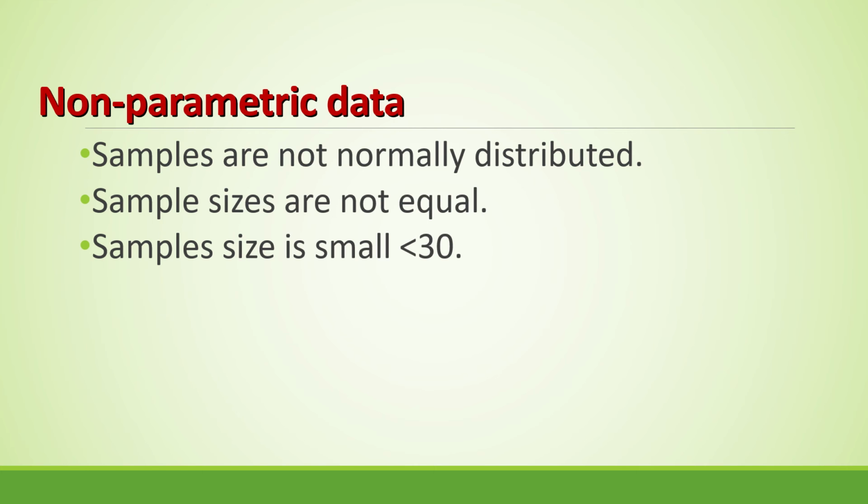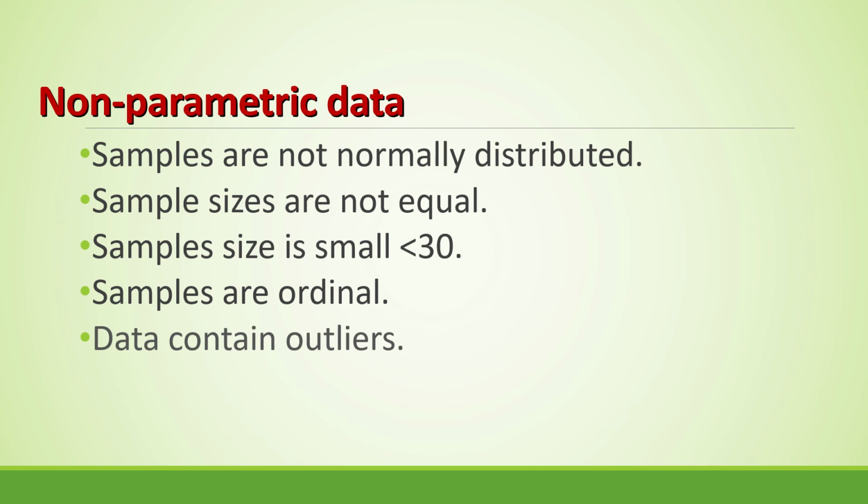Then to do a comparison on these data, you need a non-parametric test. The samples are ordinal. Ordinal means, as I explained, they come in order, 1, 2, 3, 4, like a questionnaire, where the answers are either I totally disagree, I agree, I strongly agree, and so on. Or the data contain outliers, a very extreme value. One of the measurements is very high or extremely low compared to the rest of the data.